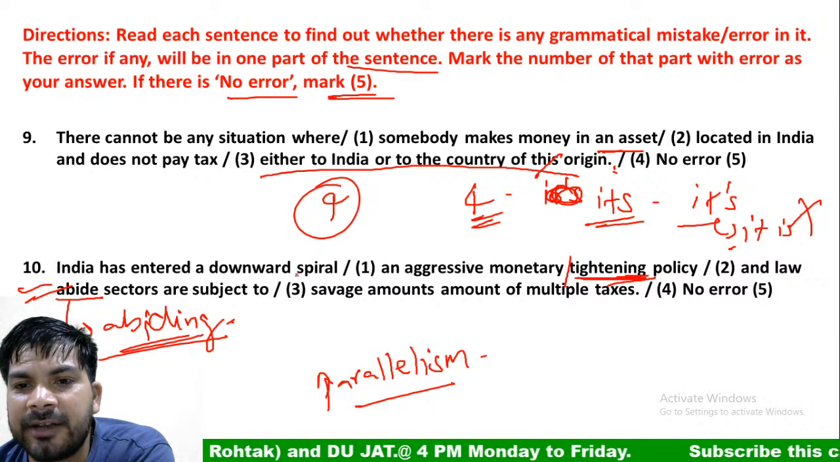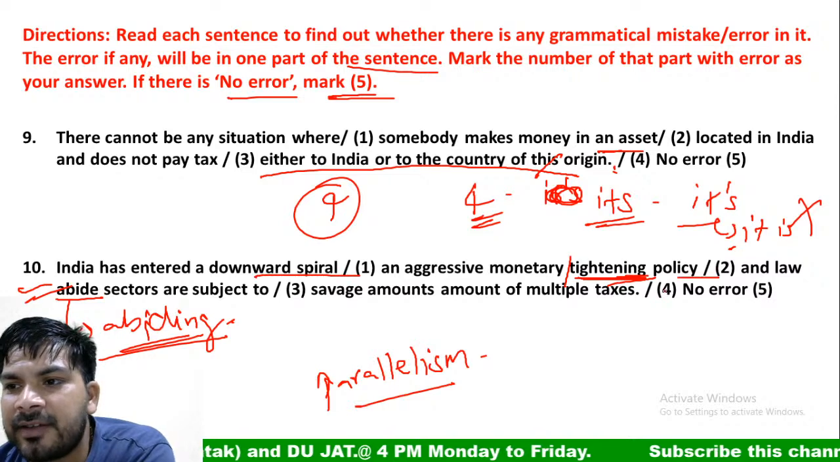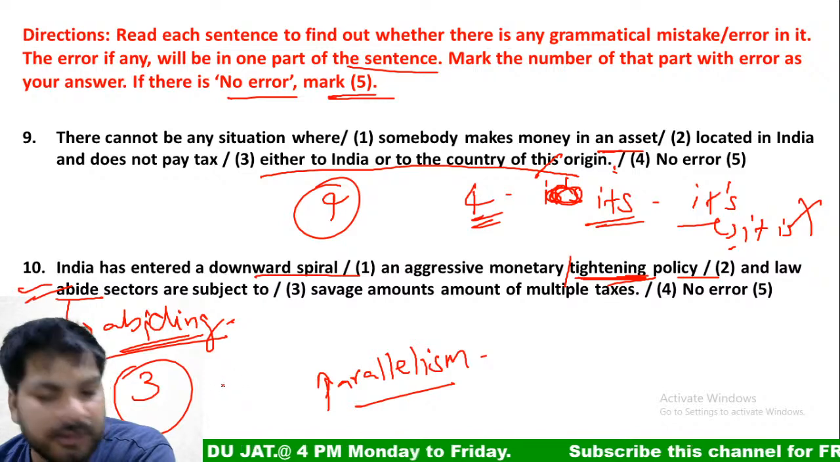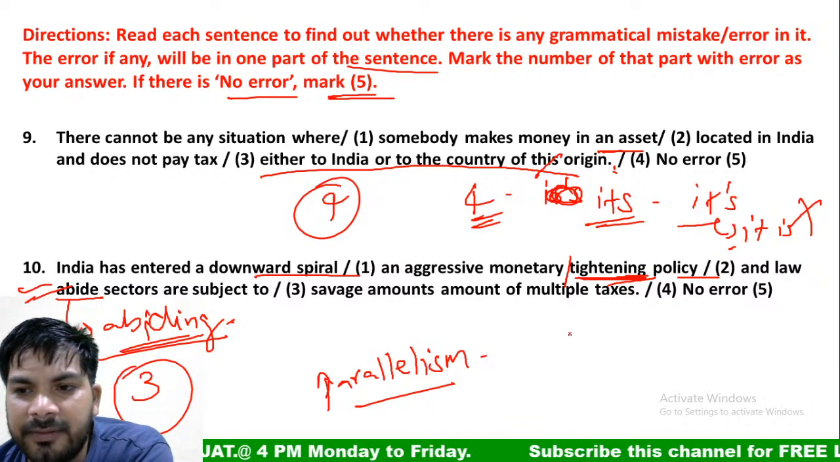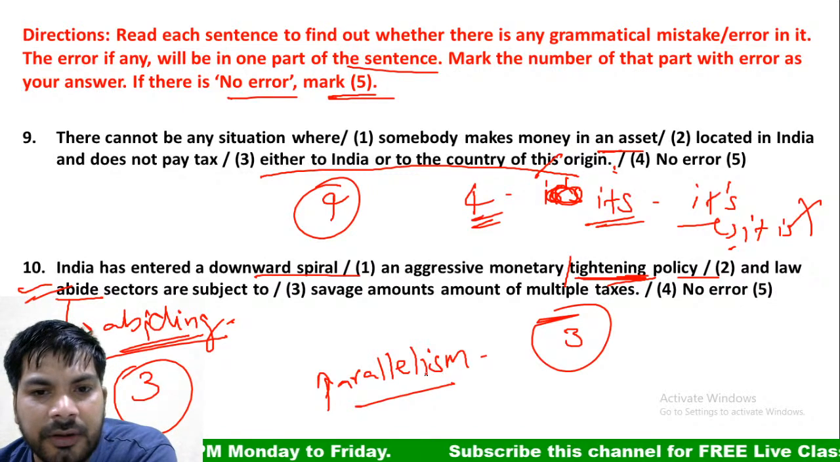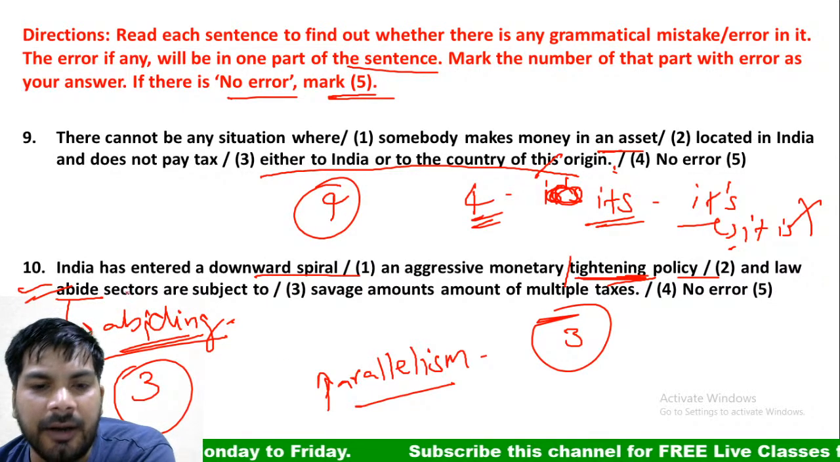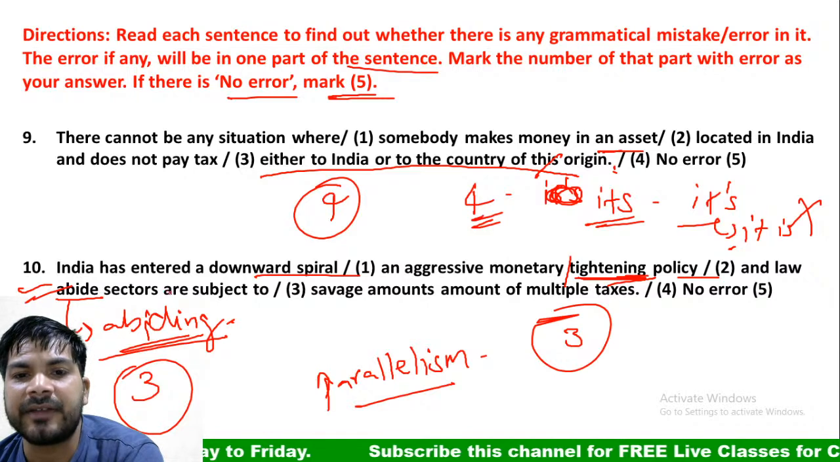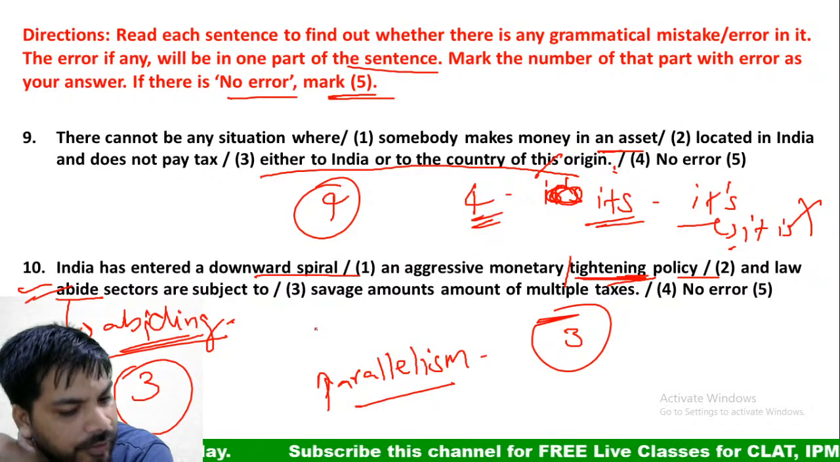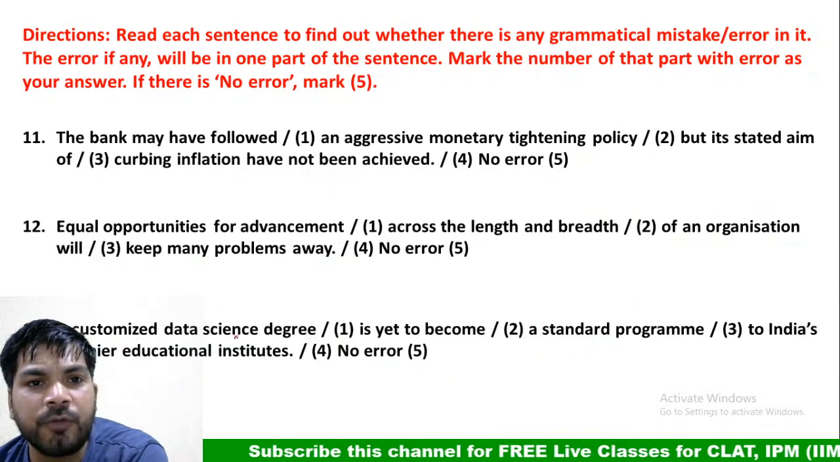So what is the correct answer? This is first, this is second, and this is third. So the correct answer of 10th is what? Third, ladies and gentlemen. So the 10th answer is third. Easy question, right? Abiding sectors are subject to, this is how it goes. All right, great. Let us move to the next question.